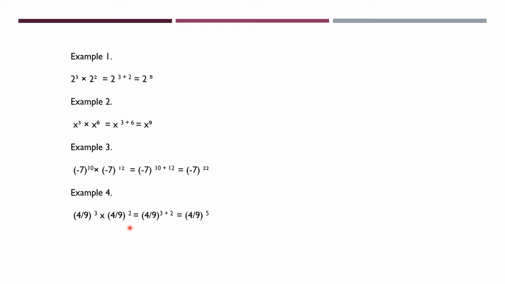Next example is (4/9)^3 × (4/9)^2. We will add the exponents, that is 3 plus 2. So the answer will be (4/9)^5.